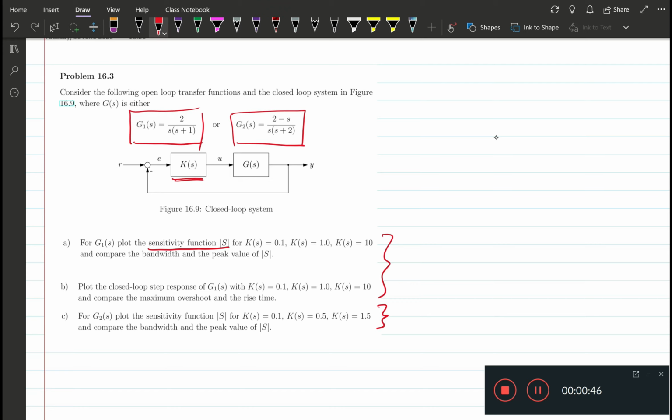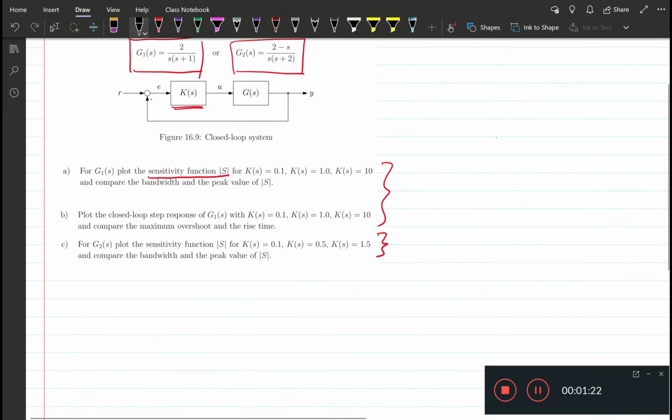So the core idea in this exercise is to see how the sensitivity function changes as we increase the gain, and the waterbed effect becomes evident, which you've seen in the lectures. And let's see that now. So we have two different transfer functions, G1(s), G2(s), and static gains K for this feedback loop.